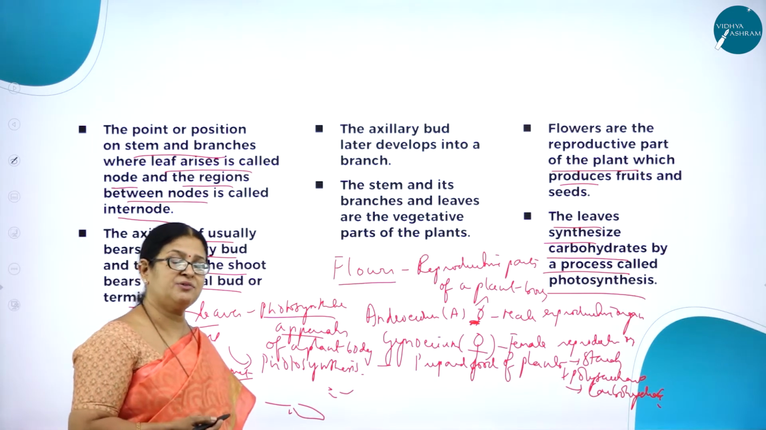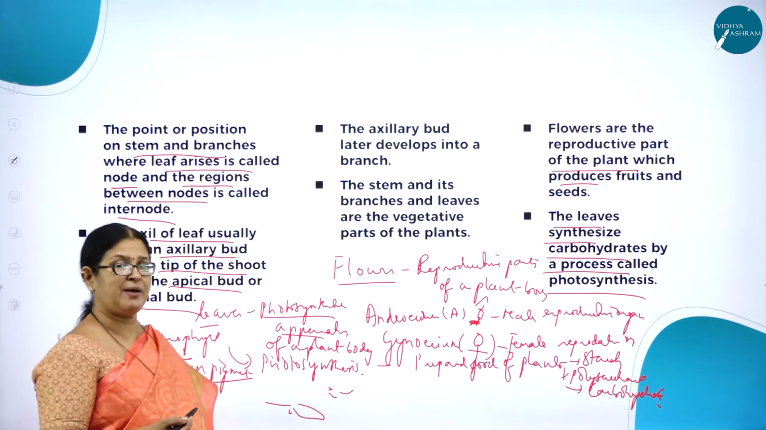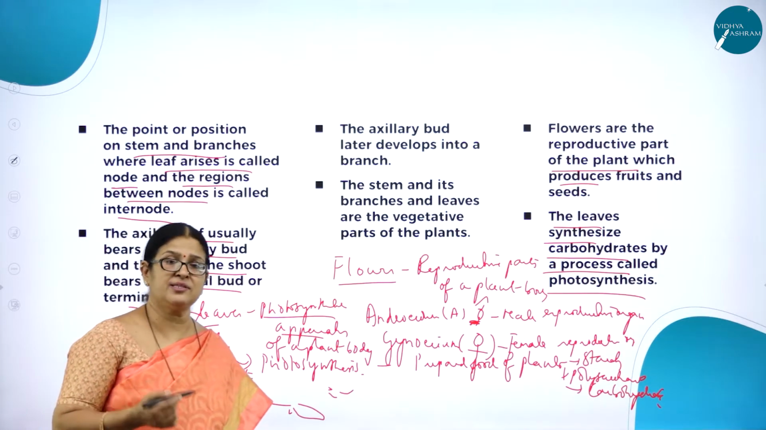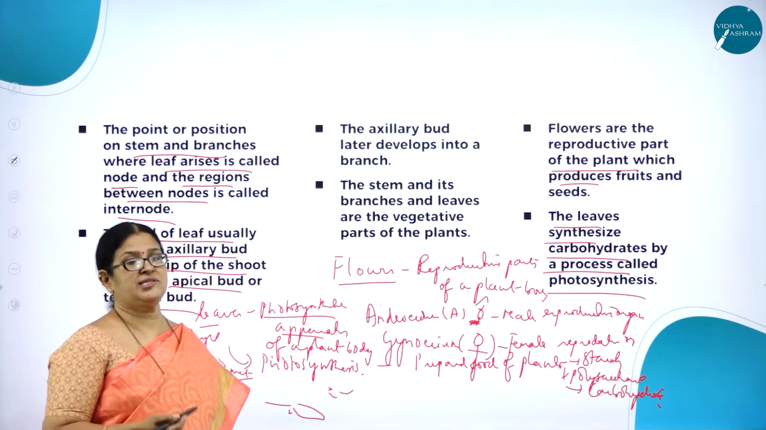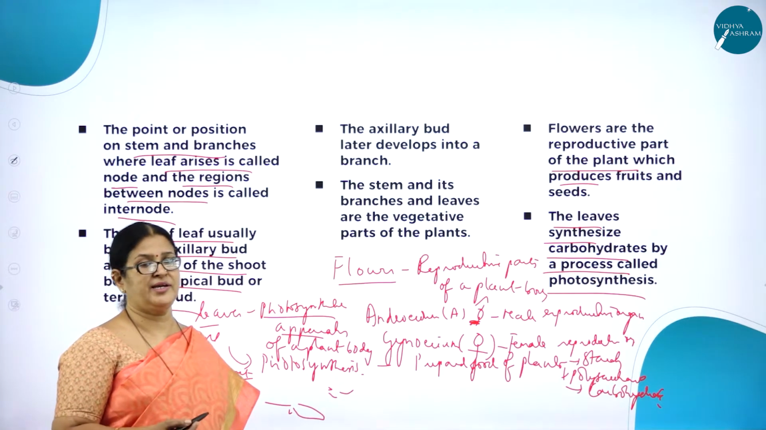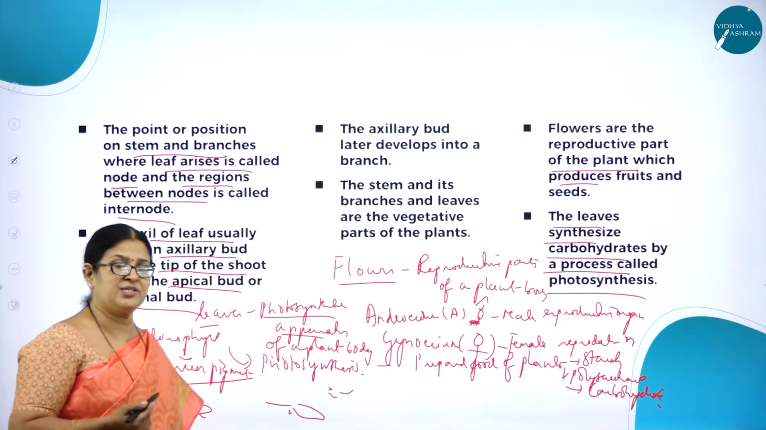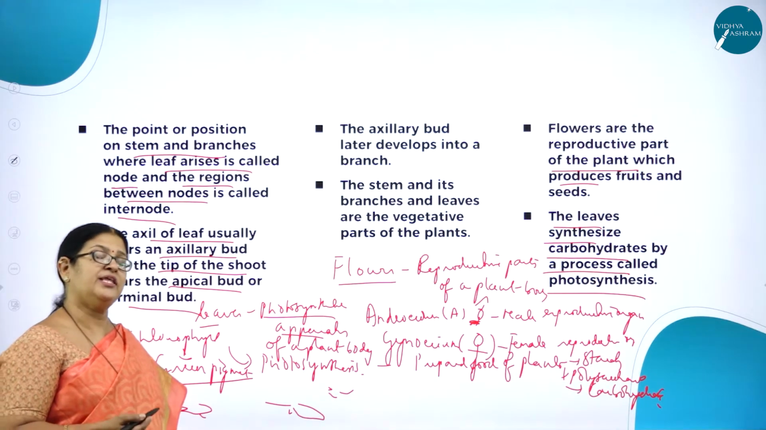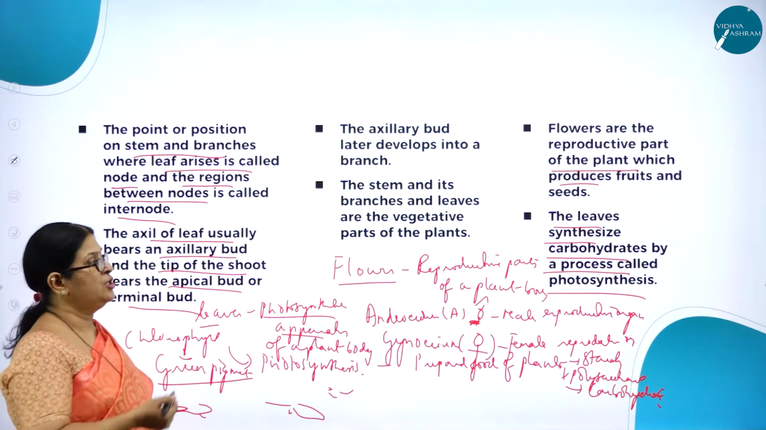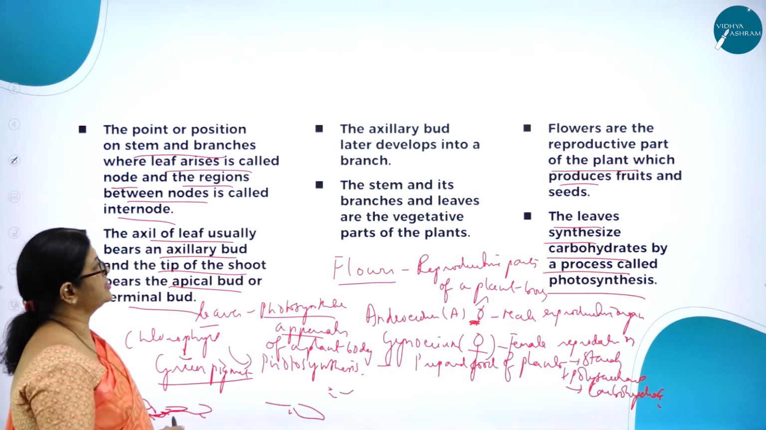And as I said, the leaves are the very important photosynthetic apparatus of a plant body as they synthesize the food called starch. Starch is nothing but a polysaccharide. Polysaccharide is nothing but a carbohydrate. As you know, plants are autotrophs. They manufacture their own food through a process called photosynthesis.